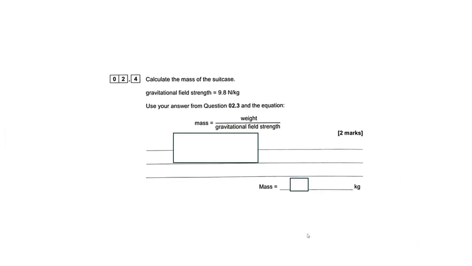2.4, calculate the mass of the suitcase. The gravitational field strength is 9.8 Newtons per kilogram. And we have to use our answer from question 2.3, which was 196. So the mass equals the weight, 196 Newtons, divided by 9.8 Newtons per kilogram. And that's going to give us an answer in kilograms, which is 20 kilograms.